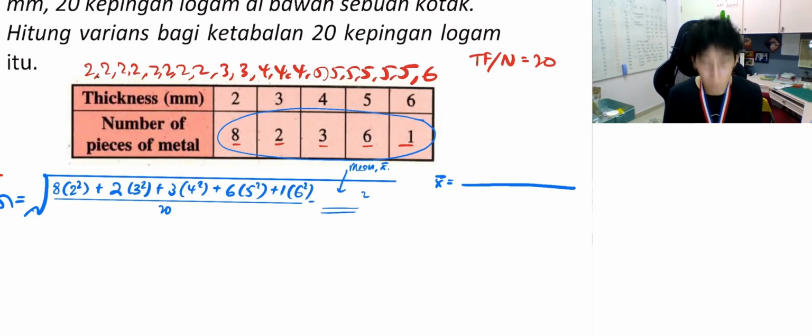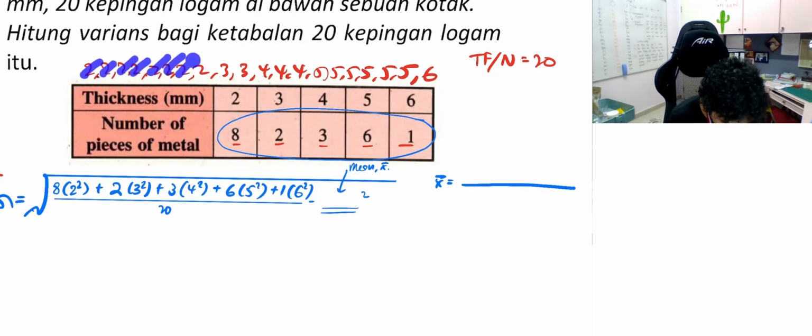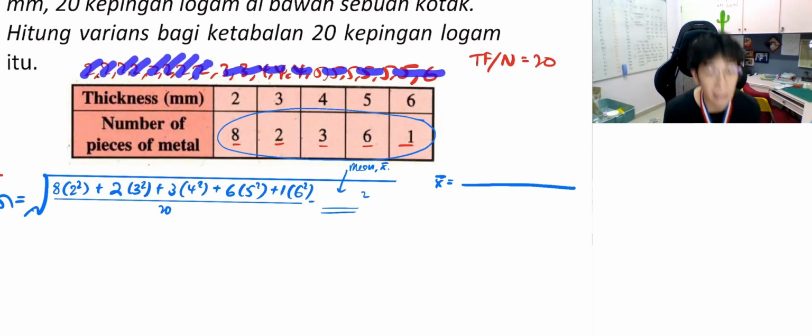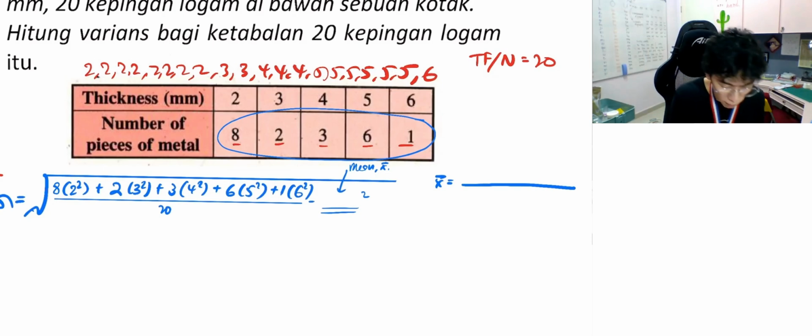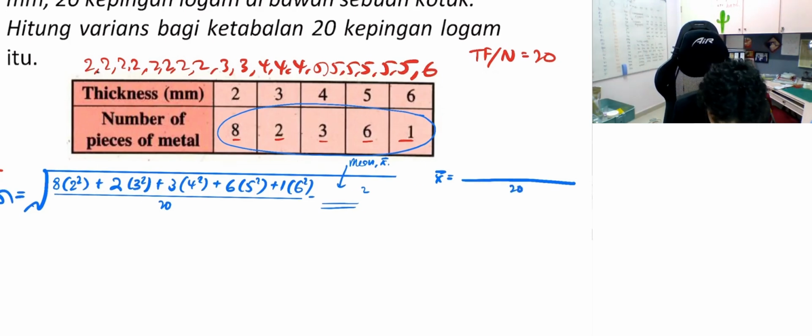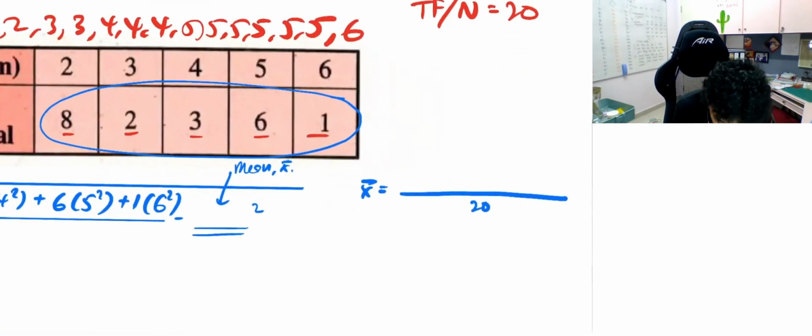So suppose you have to what? You see, I already put everything nicely for you. Suppose you have to do 2 plus 2 plus 2 plus 2 plus 2 plus 2 plus 2 plus 2, plus every single data, divide by 20 of them. Suppose lah, but I already say nobody do that. So you have to divide by 20 for sure. So in this case, you're going to do this: 2 times 8, and then 3 times 2, 4 times 3, 5 times 6, and then 6 times 1.